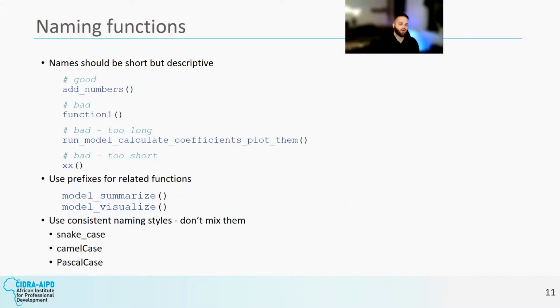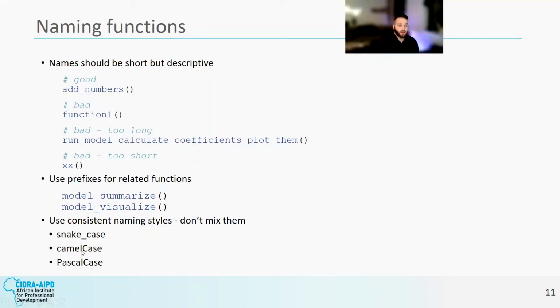Finally, as I mentioned before, there are different types of naming styles. It's up to you to choose the ones that you prefer, but to use best practices, you want to stick with a consistent naming style. So add numbers with the underscore here, that's an example of snake case, where you have a word, and then you underscore, and then another word, and it keeps them separate and easy to read.